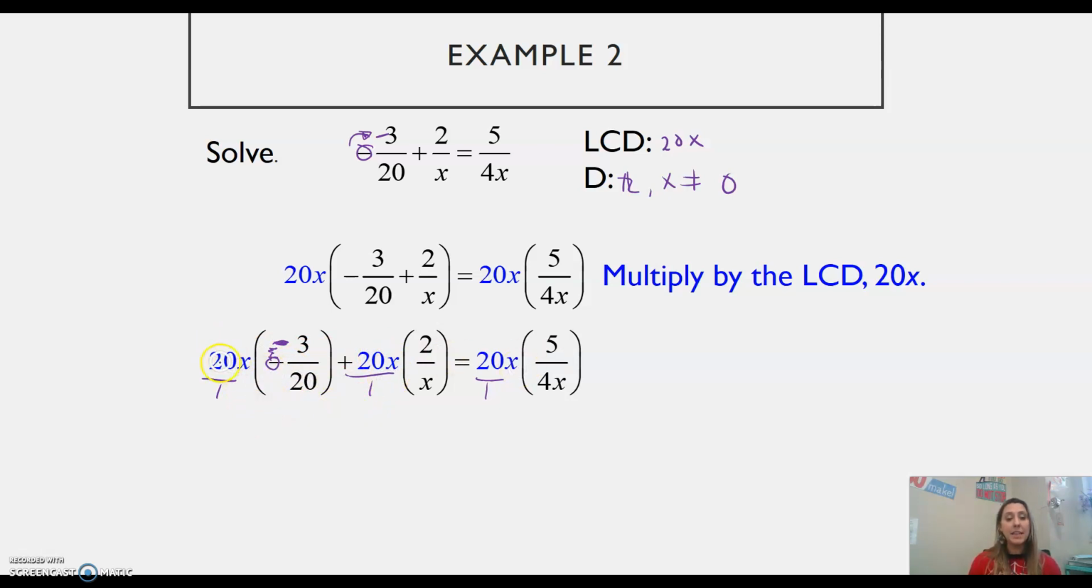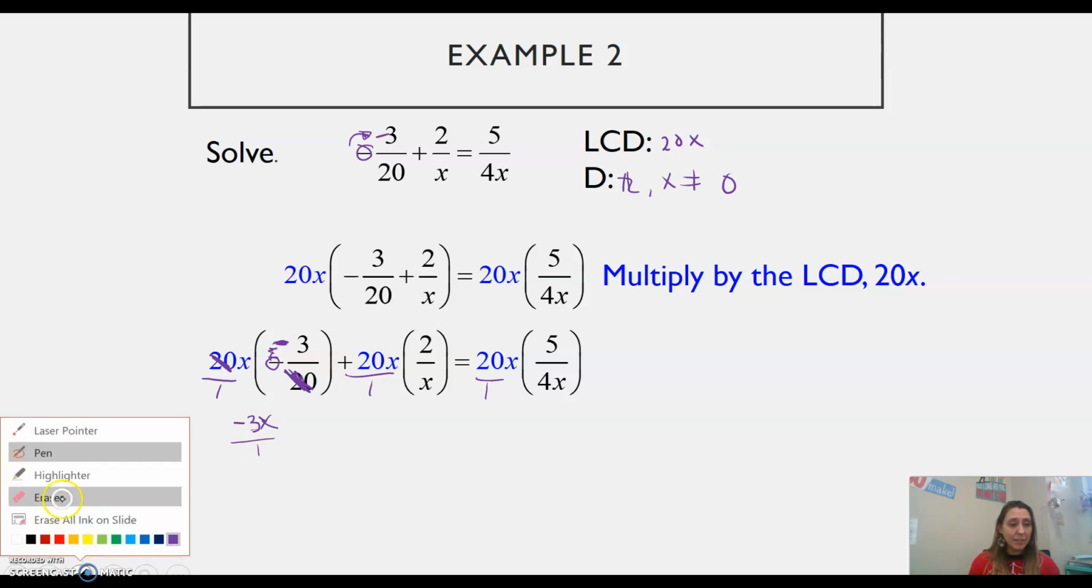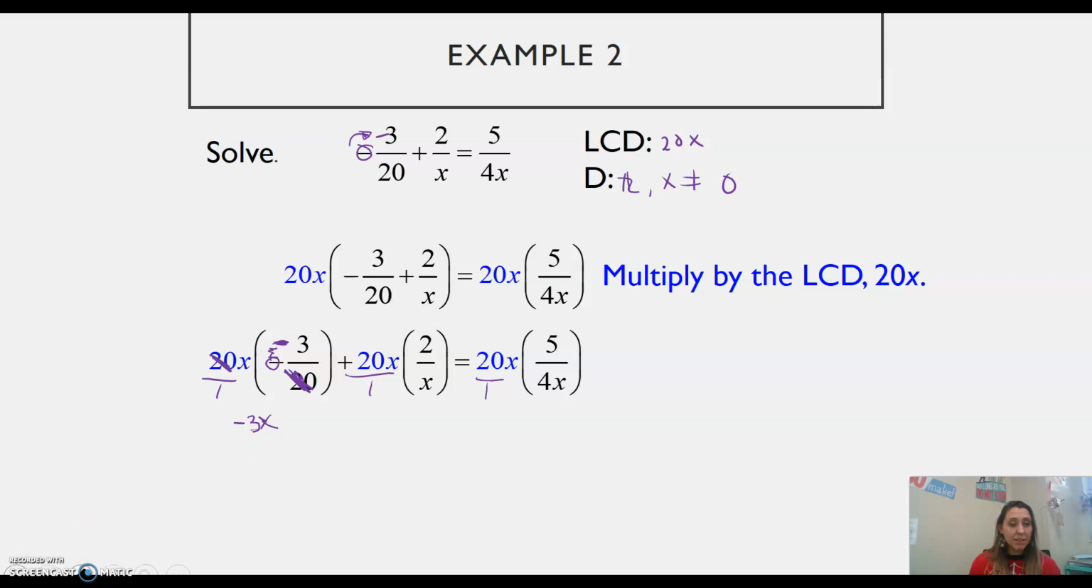So if I'm looking at this, do I have a big one here? I do. I have a big one here and here. So then I get negative 3 times x over 1 times 1. Negative 3 times x, over 1. But do I really need that over 1? No, not really. So I'm not going to write it. I'm going to erase it real quick because I don't need it.